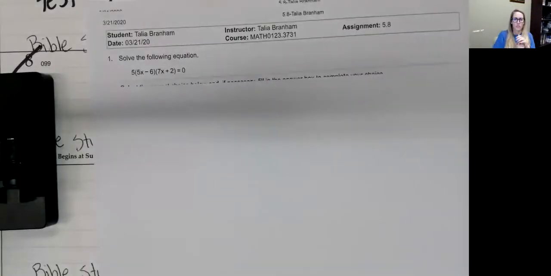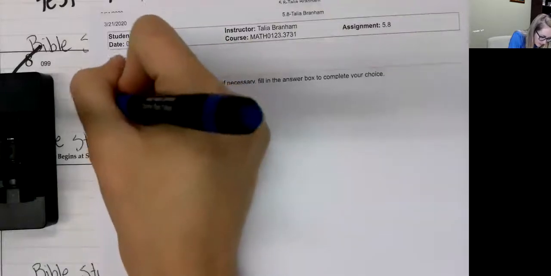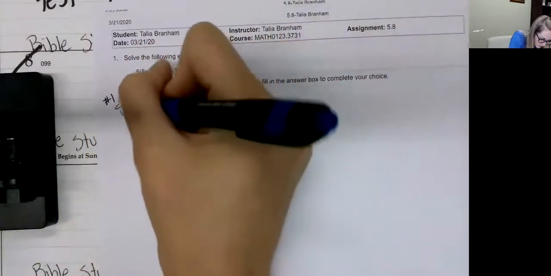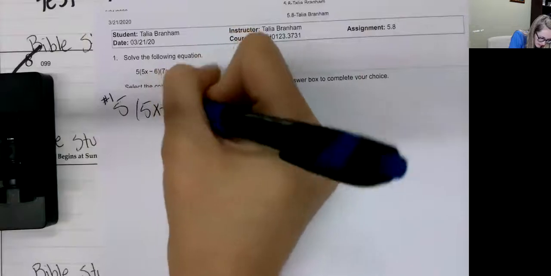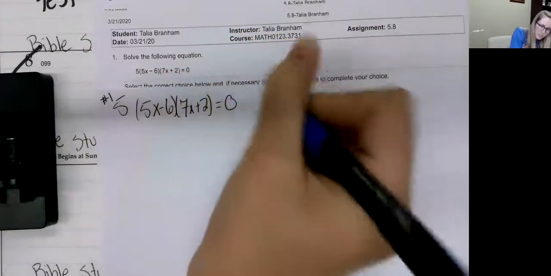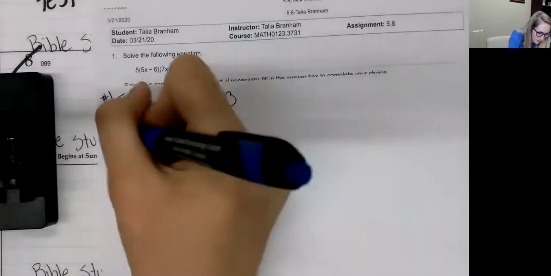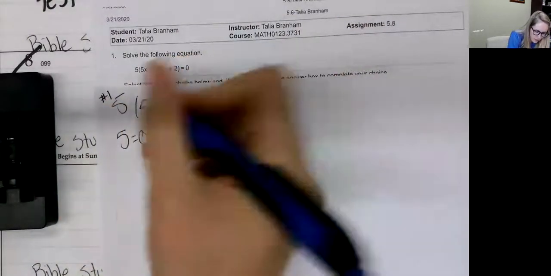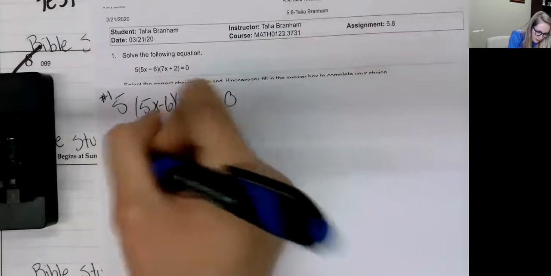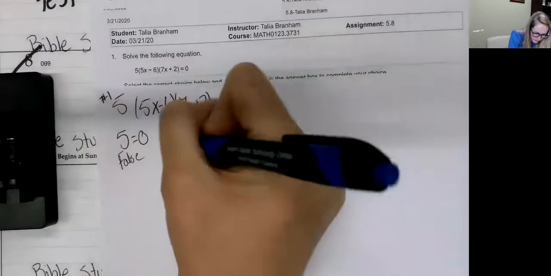So our first question, solve the following equation. They already have it factored for us, but I want you to know when we have problems like this, and I'll write it all out, 5 times (5x - 6) times (7x + 2). We're going to take each of these already factored out pieces and make them all equal to 0. So we'd have 5 equals 0, which is not true, so we'll just put false under it.